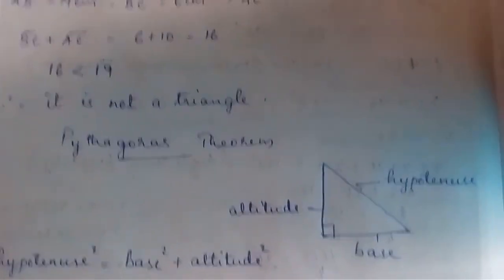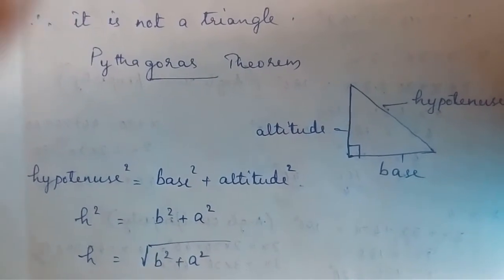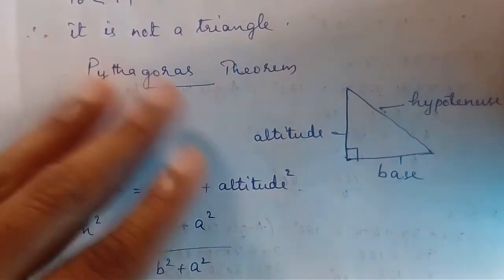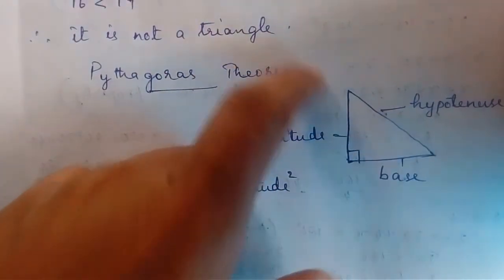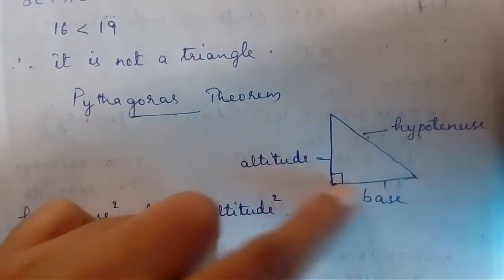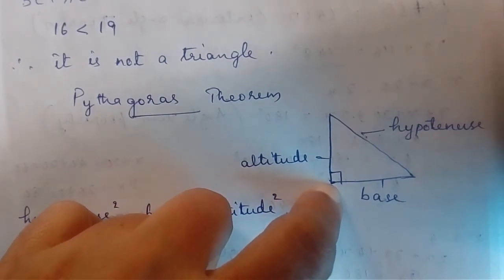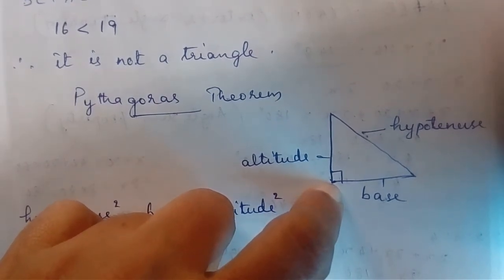The next one, Pythagoras theorem. It is a new thing you are studying. So Pythagoras theorem is related to a right-angled triangle. We can see a right-angled triangle given here. We can see the square marking, which means the right angle.